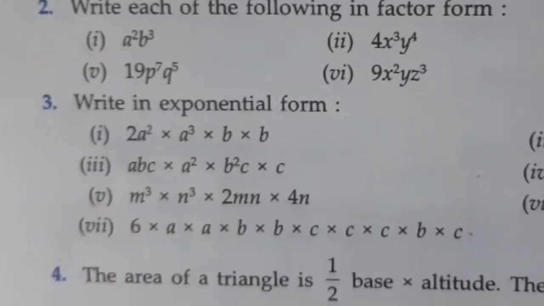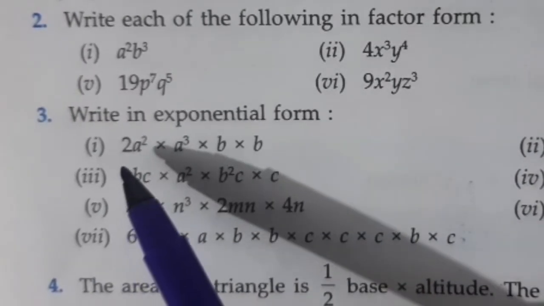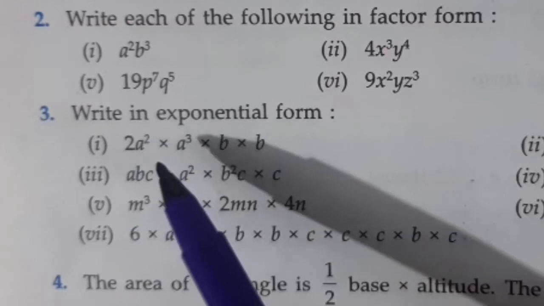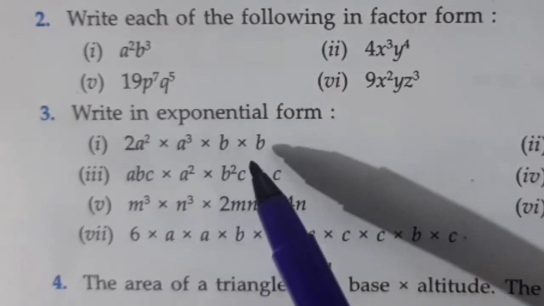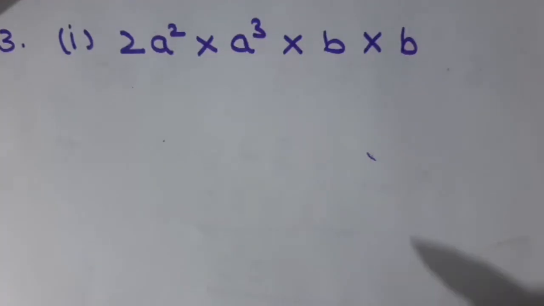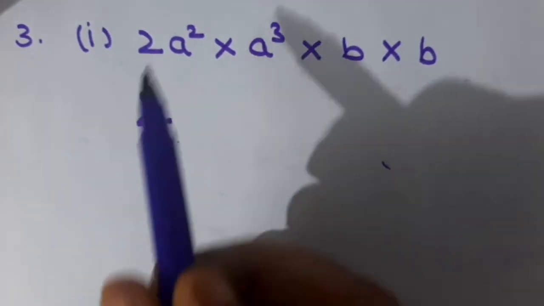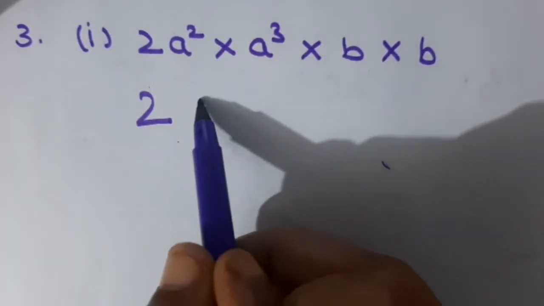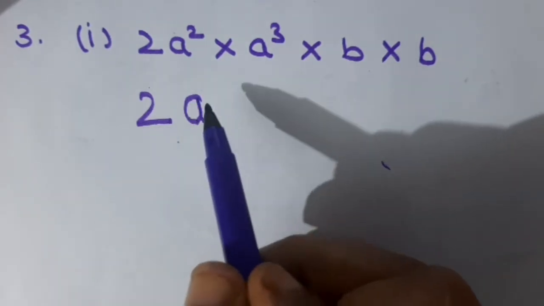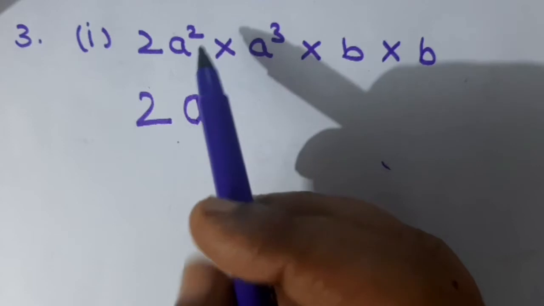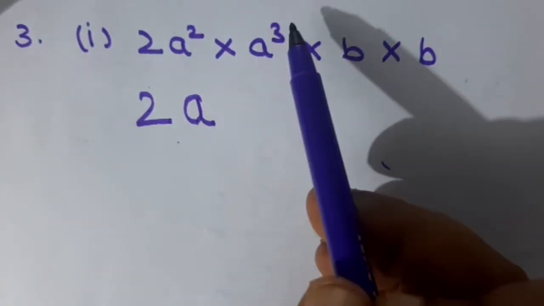Come to question number 3. Write in the exponential form. First question is 2 A raised to power 2 multiplied by A raised to power 3 multiplied by B into B. First of all, I'll write 2. My constant number is 2, base is 2. First I'll write this 2. Then I'll write the second literal A, variable here it is A. It is base. I'll write this. See, here A is, first of all, having power 2 and then it is having power 3. So total power of A is 5.